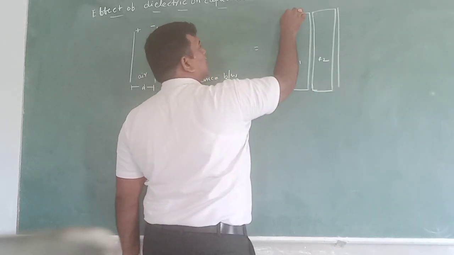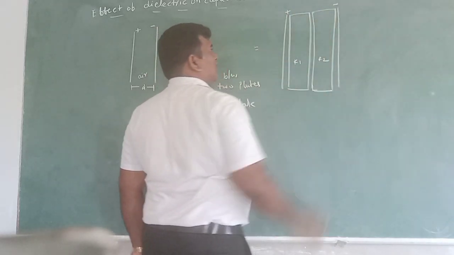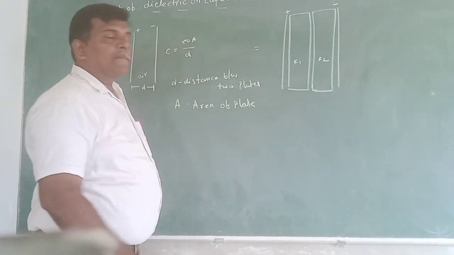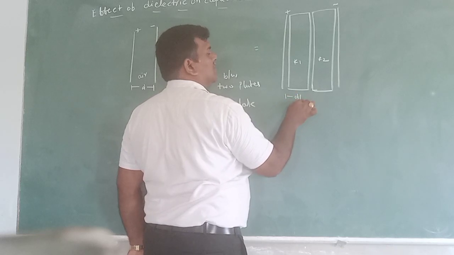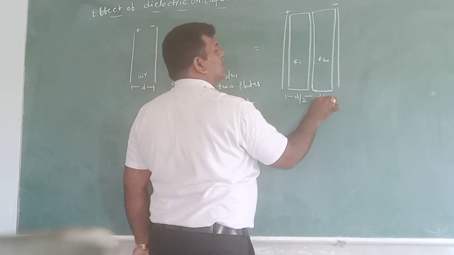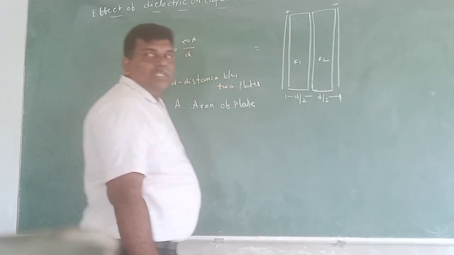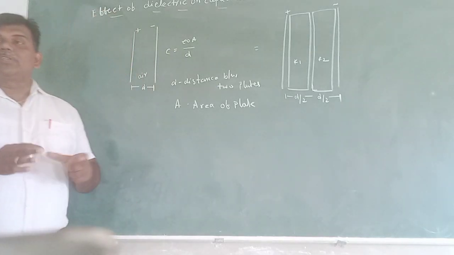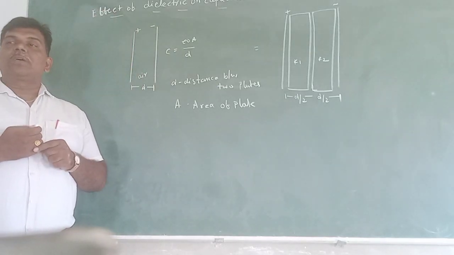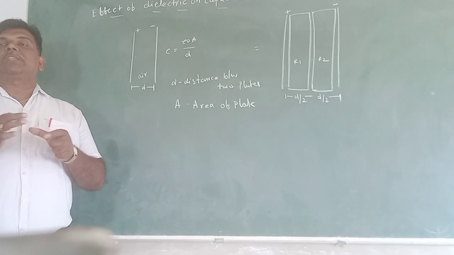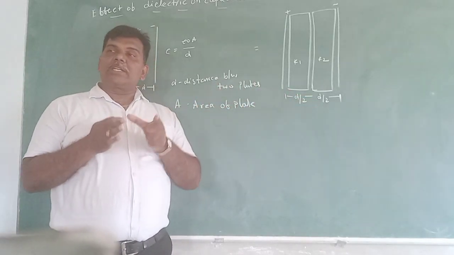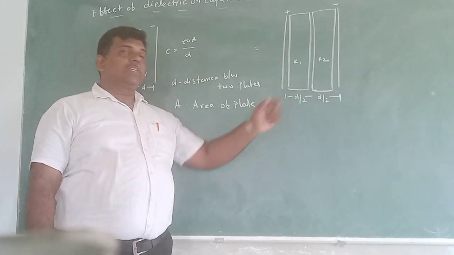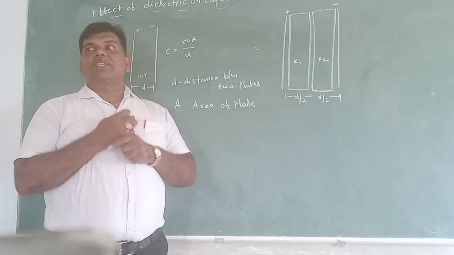This is the positively charged plate and this one is the negatively charged plate. Now the separated distance of each dielectric becomes half of the total distance. Two dielectrics, insulators, are introduced in between the two plates, and the separated distance becomes half. Like this it is introduced.